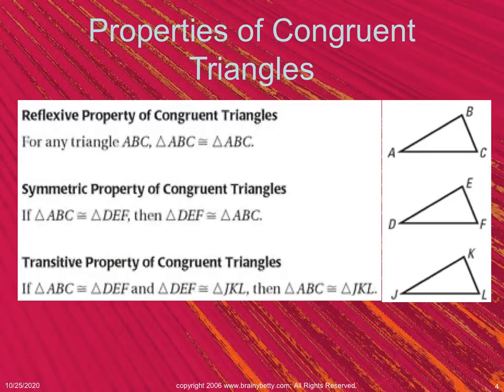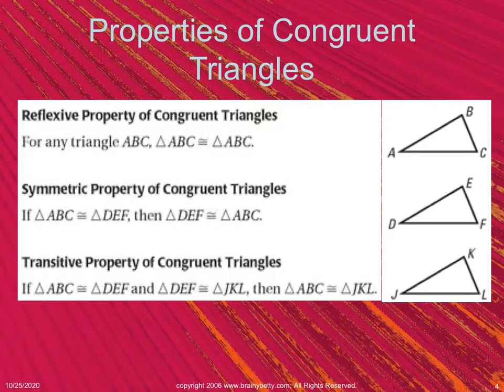The next slide is talking about properties of congruent triangles. And we've already seen these properties. We saw them with variables, angles, segments, and now we're going to see them for triangles. So the reflexive property for any triangle, for example, if it was triangle ABC, you could say that triangle ABC is congruent to triangle ABC. Any polygon is always congruent to itself. So again, reflexive, like the reflection looking in the mirror.